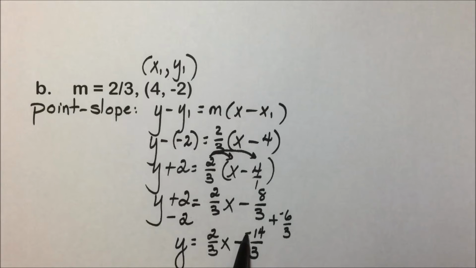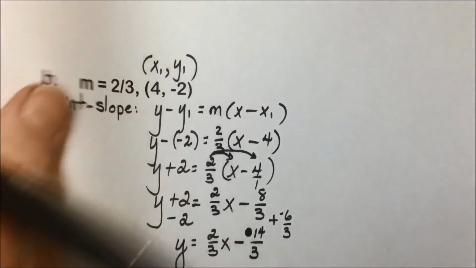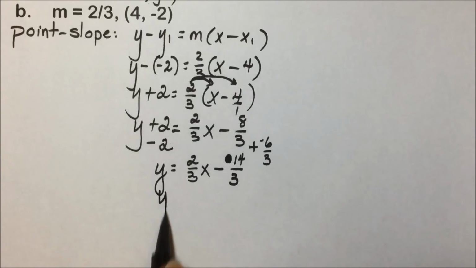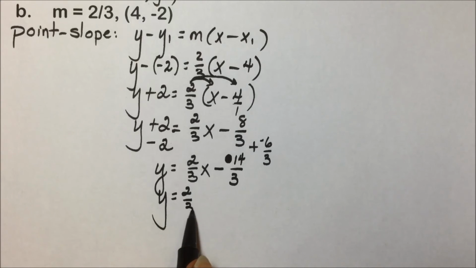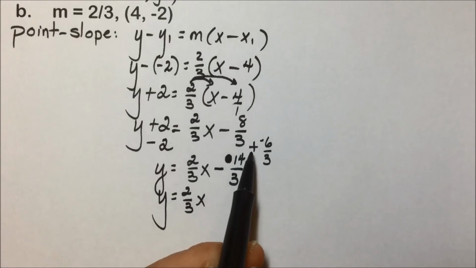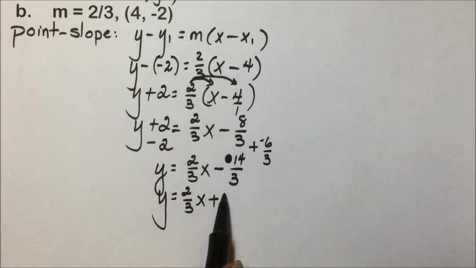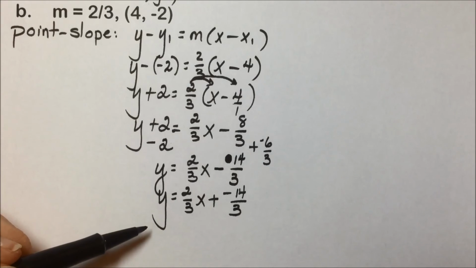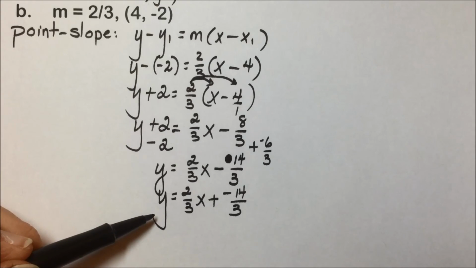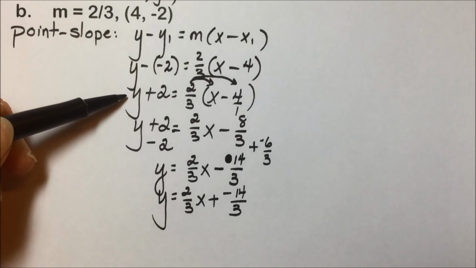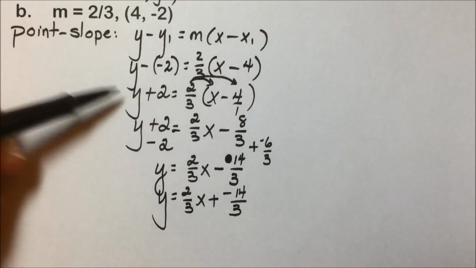I should just have one minus there. Let's cancel that out. -14/3. I could say plus a negative, and let me write that just so it's clear. -8/3 plus -6/3 is -14/3, or plus a -14/3. Both of these are equivalent expressions of this linear equation, here in slope-intercept form.